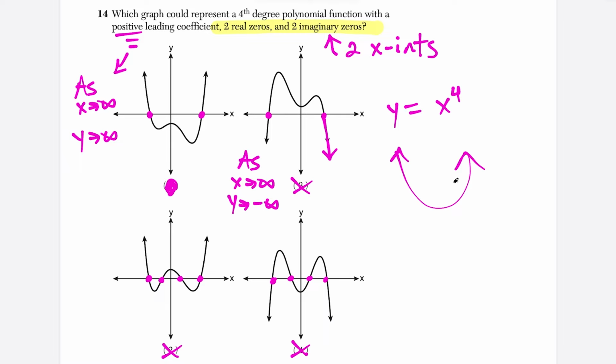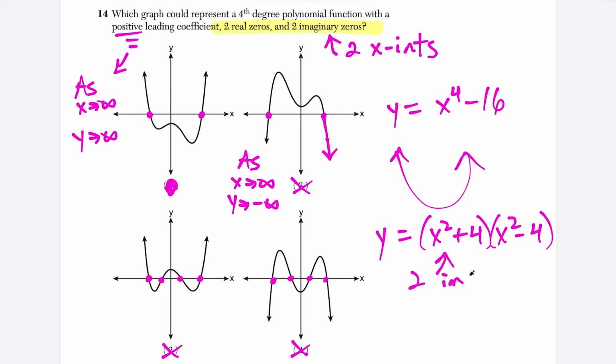So if we had a negative leading coefficient, then choice 3 would be good. But if I just made up a function on the spot, let's say I did y equals x to the 4th and then minus something like, let's say, 16. So something like this is a difference of 2 squares. I could factor that to x squared plus 4 times x squared minus 4. This one here has 2 imaginary roots, okay, or 2 imaginary zeros. And this one has 2 real zeros, okay? So I just try to create one right on the spot. That'll work, and this one here would work. This would have 2 real zeros and 2 imaginary.